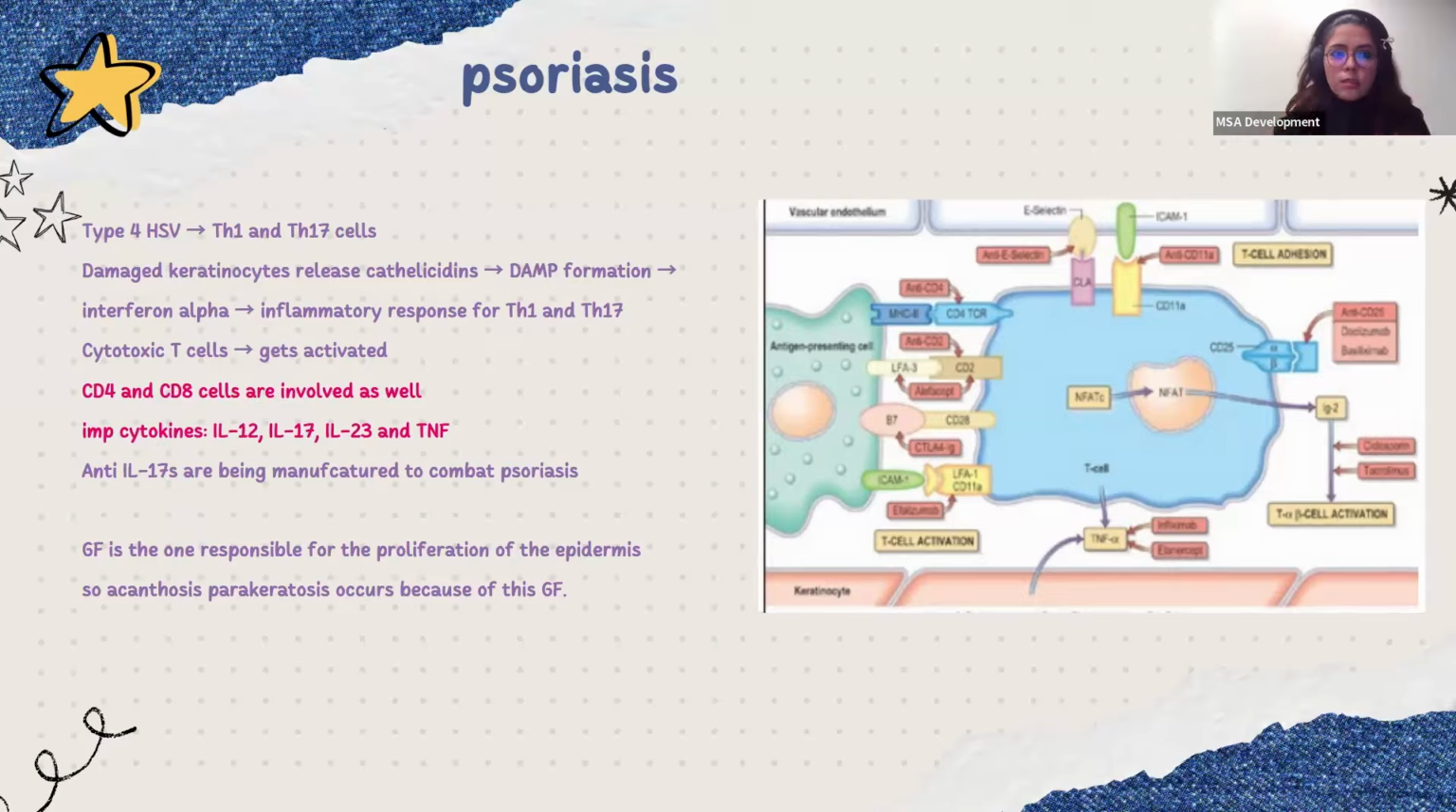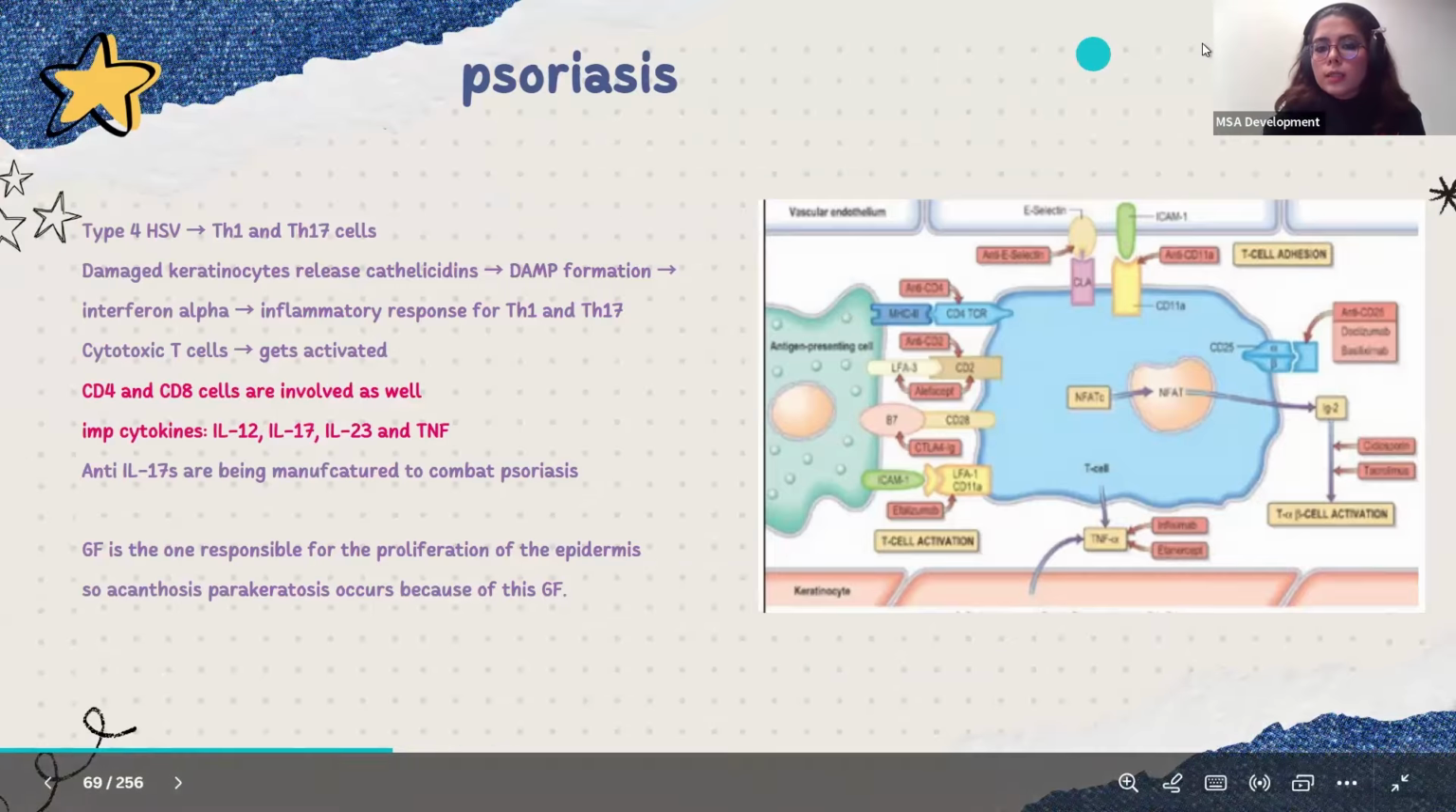Please, please remember interleukin 17 and Th17, the T helper cell 17, and know that they are related with psoriasis. This is what they asked from the immuno lecture, but obviously there are other cytokines, but it's interleukin 17. There is a drug that they are making right now, anti-interleukin 17s, to help with psoriasis. There's a growth factor that's responsible for the proliferation of the epidermis. So acanthosis and parakeratosis occur because of the growth factor.